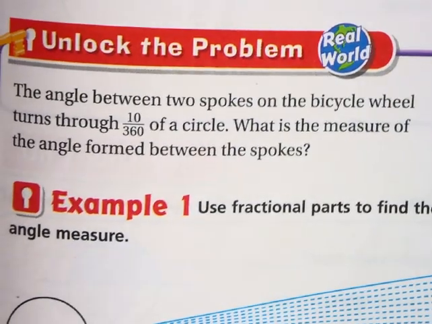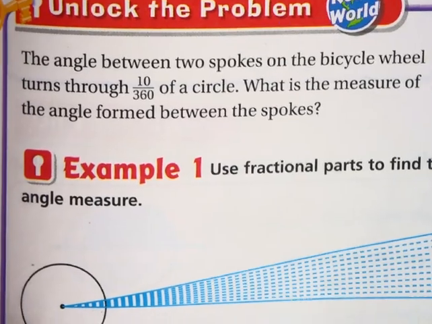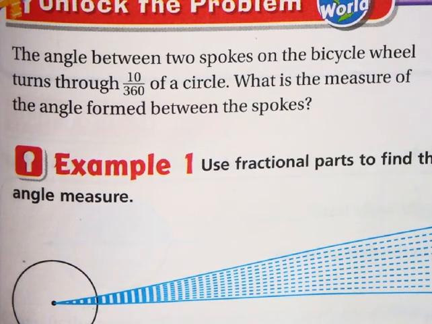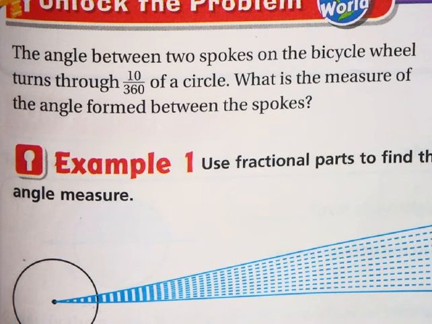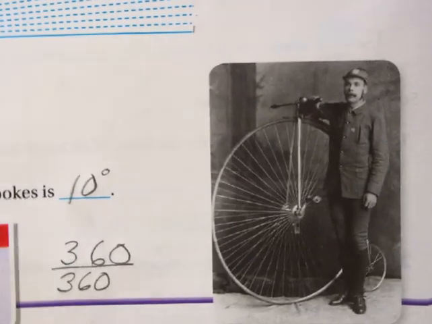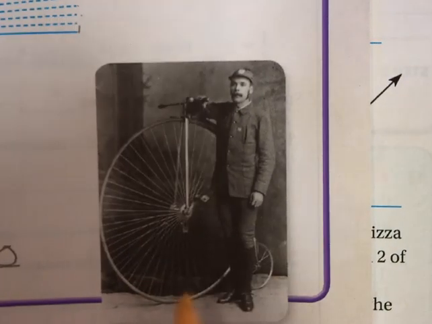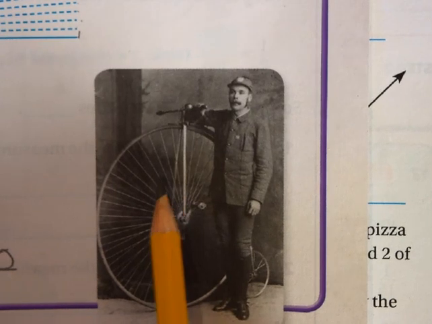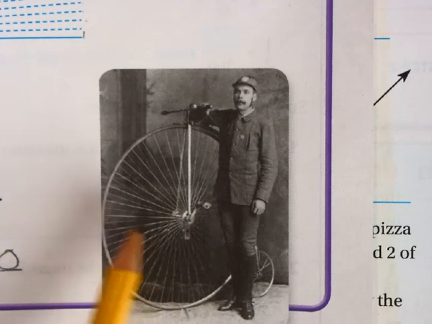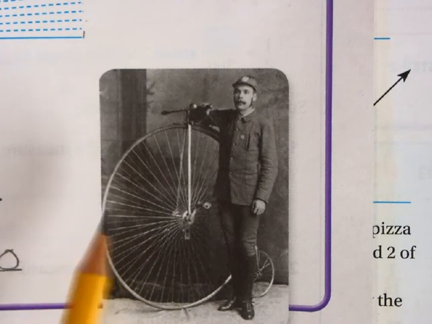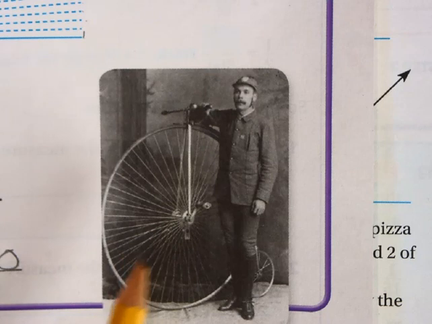Well, let's unlock this problem then. The angle between two spokes on the bicycle wheel turns through 10/360th of a circle. What is the measure of the angle formed between the spokes? Okay, so if I want to visualize this, I can look at this picture they gave us in the corner here, and it shows the bicycle spokes. And here's the center of the circle. The spokes are coming out to the rim of the bicycle, and you can see the angles being formed.